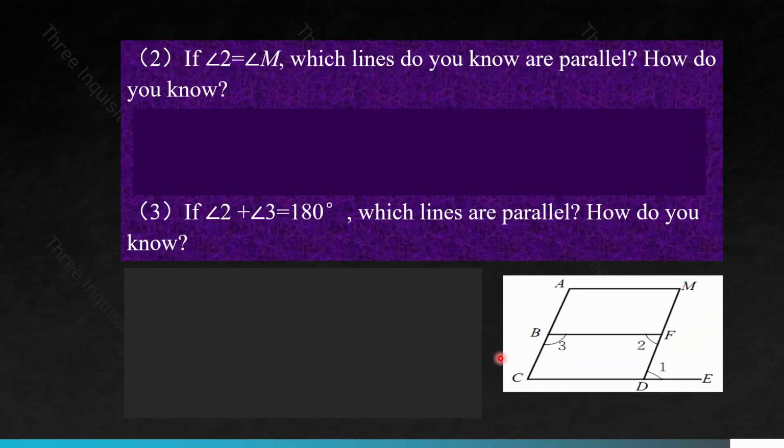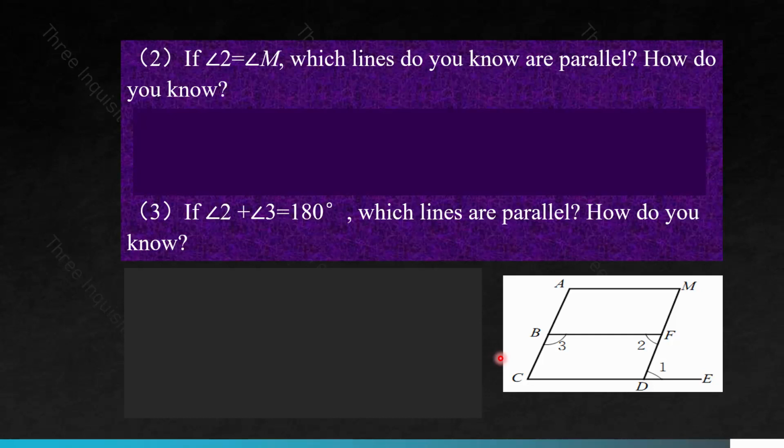Here are two more questions. If angle 2 is equal to angle M, which lines do you know are parallel? And how do you know? Question 3 is, if angle 2 plus angle 3 is equal to 180 degrees, which lines are parallel? And how do you know? Use the notes you've just taken from our introduction to help you answer these two questions.